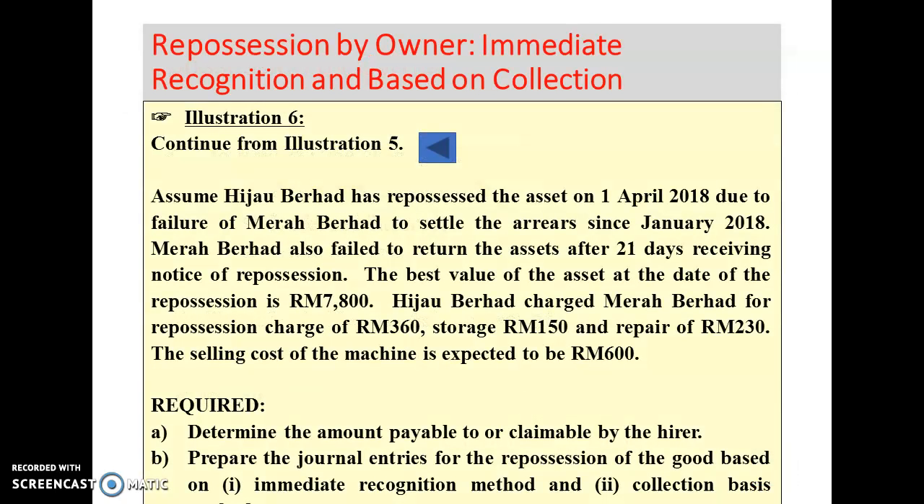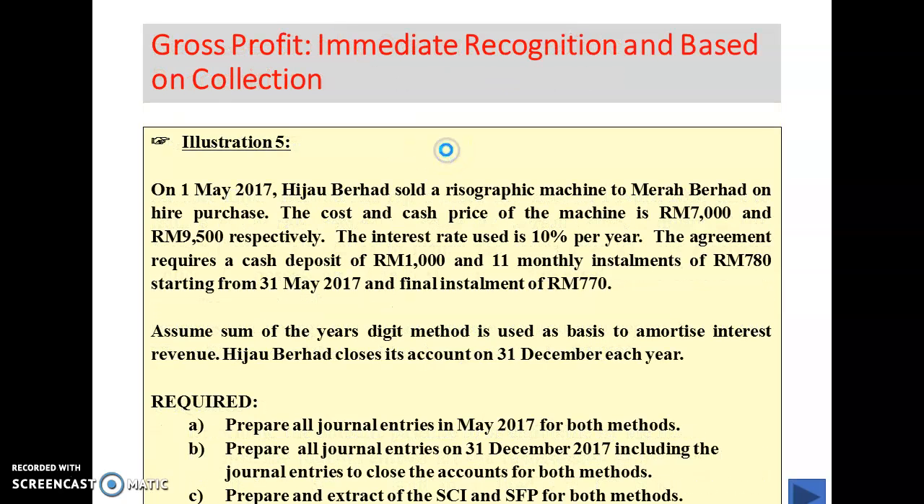Now let's look at illustration 6. Illustration 6 continues from illustration 5, the illustration on Hijau Berhad. Hijau Berhad sold this machine to Merah on hire purchase. The information we have is the cost price, COGS, the cash price, the deposit of 1,000, and installments for 12 months, 11 months, and a final installment. This installment plus deposit gives you the hire purchase price, and the company uses the sum of years digit method to amortize interest.